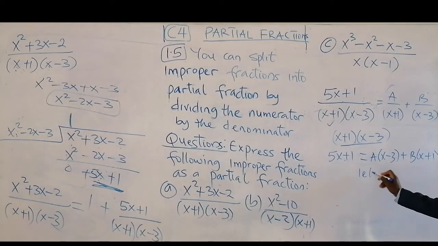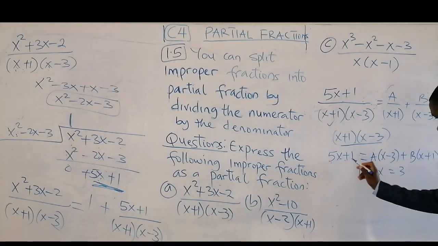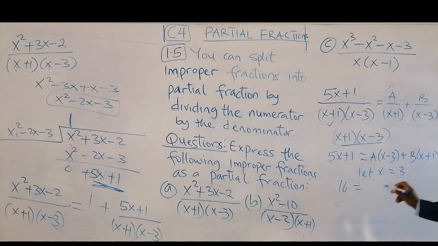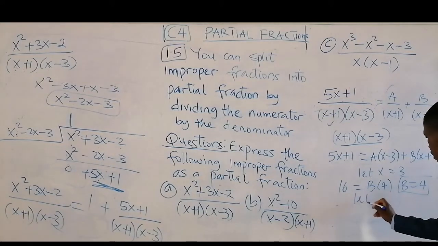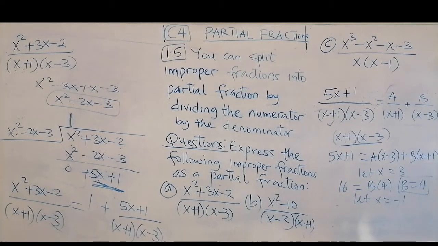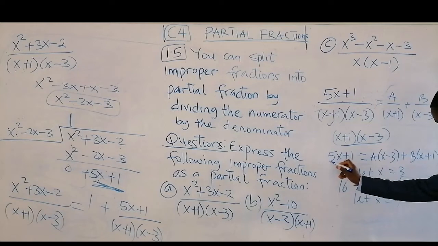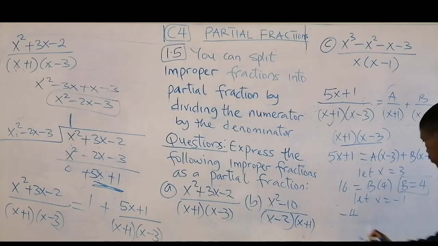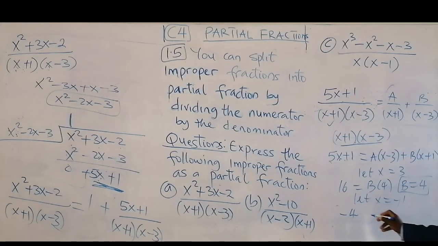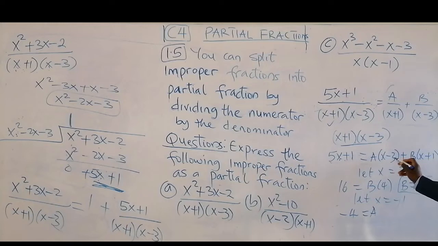Let x be 3. I'm going to have 5 times 3 plus 1, that's 16, equal to B times 3 plus 1, that's 4. So B is 4. Then we can also let x be equal to minus 1. In that case, 5 times minus 1 is minus 5, plus 1 is minus 4. That's minus 4 equal to A times minus 1 minus 3, which is minus 4.